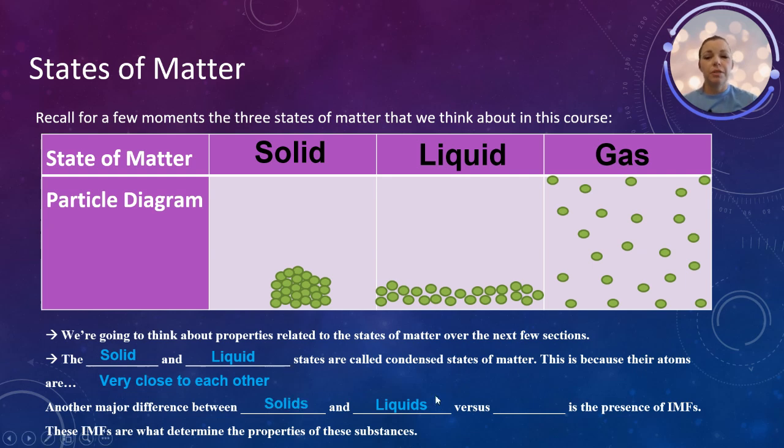Another major difference between solids and liquids versus gases is the presence of IMFs. These IMFs are what determine the properties of the substances. So we know that solids and liquids have IMFs present. That is what is holding them together in the condensed state, versus gases, which we assume do not have IMFs at play. And we'll get more into that when we talk about gases.